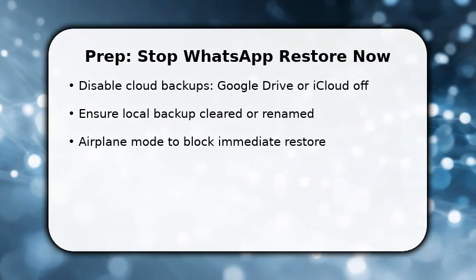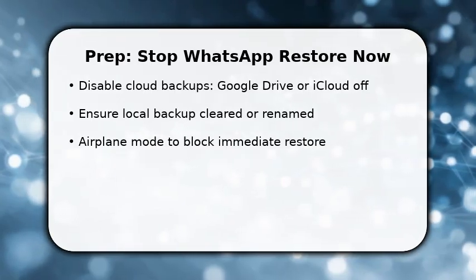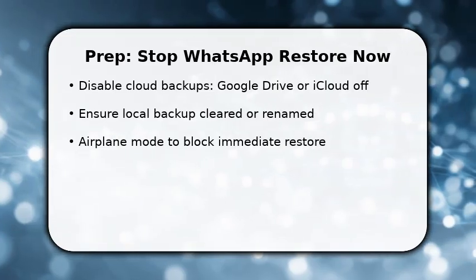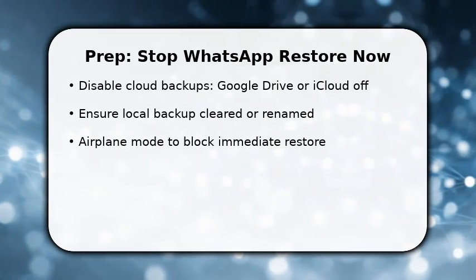Next, open your file manager and locate any local WhatsApp backups. Rename or move the latest msgstore.db.crypt file so WhatsApp can't detect it.